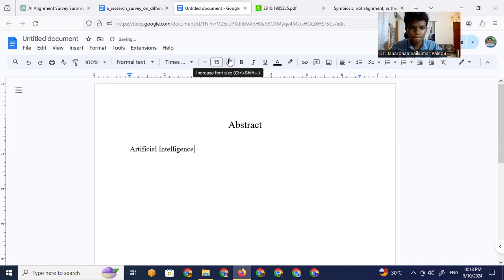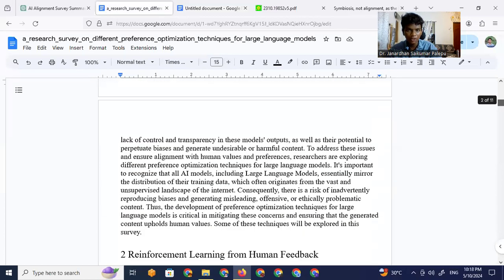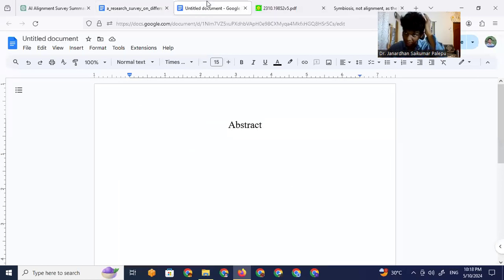So what should we start with? How about this? I'll just narrate it like a story. Should we narrate the story in the abstract too, or in the introduction? Have we even written the introduction? Yes, we have written the introduction. So maybe we'll narrate the story in the introduction.